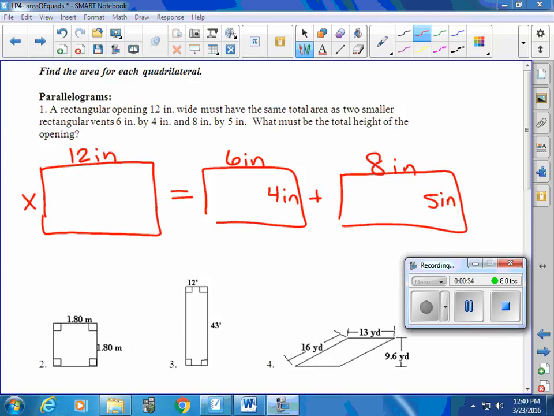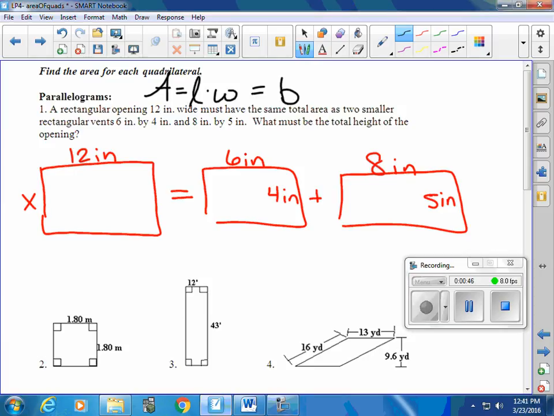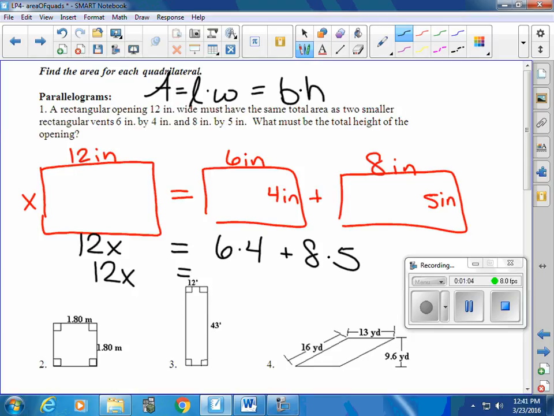Okay, so what we have to do is find the area of each in between. So remember area? Area is length times width, or we can call that base times height because this is a parallelogram. So for this first one, we have 12 times x for our area. For the two smaller ones, we have to add up the area, so we have 6 times 4 and 8 times 5. Okay, so 12x, we can't simplify that any further, but 6 times 4 is 24, and 8 times 5 is 40. I'm going to move over here since I'm out of space.